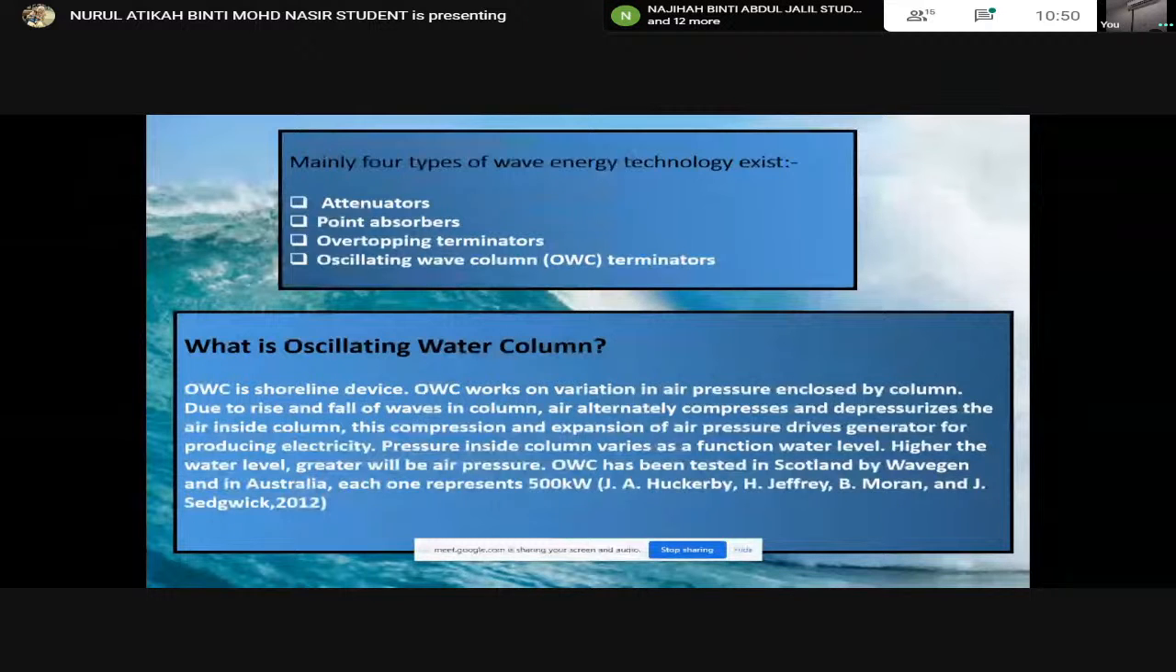This compression and expansion of air pressure drives a generator for producing electricity. Pressure inside the column varies as a function of water level. The higher the water level, the greater the air pressure.